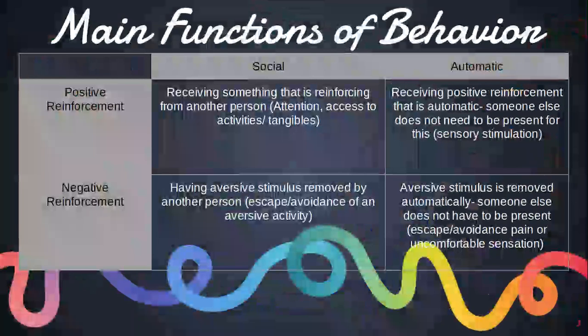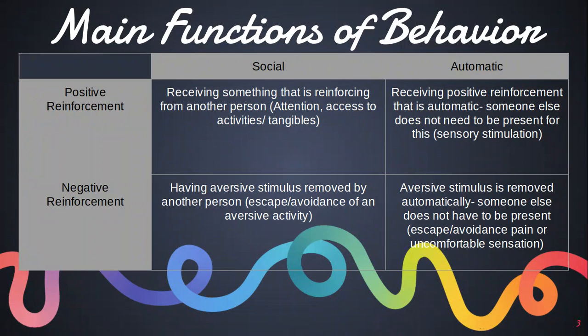So the main functions of behavior that we're going to look at are social positive reinforcement, social negative reinforcement, automatic positive reinforcement, and automatic negative reinforcement. As we know from some of our other lessons, positive reinforcement is when something is added to the environment that makes the likelihood of that behavior occurring in the future more likely. And negative reinforcement is when there's something taken away from the environment that increases the likelihood of that behavior occurring in the future.